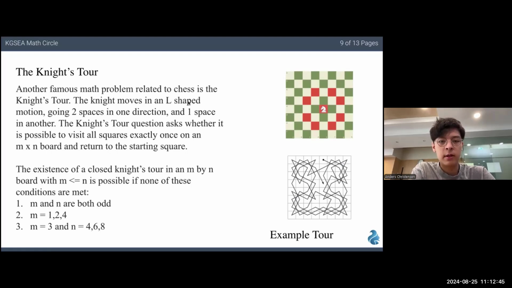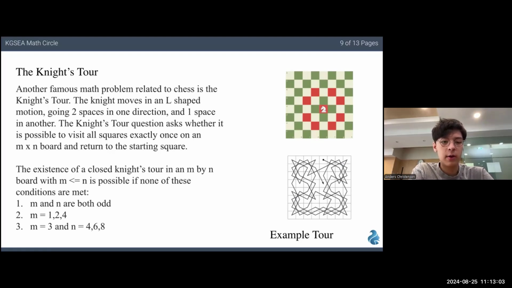The knight moves in an L-shaped motion, going 2 spaces in one direction and 1 space in another, as shown to the right. And the knight's tour asks whether it is possible to visit all squares exactly once on an m by n board and return to the starting square.